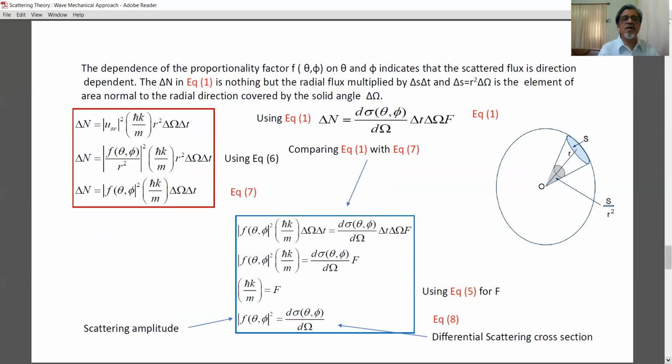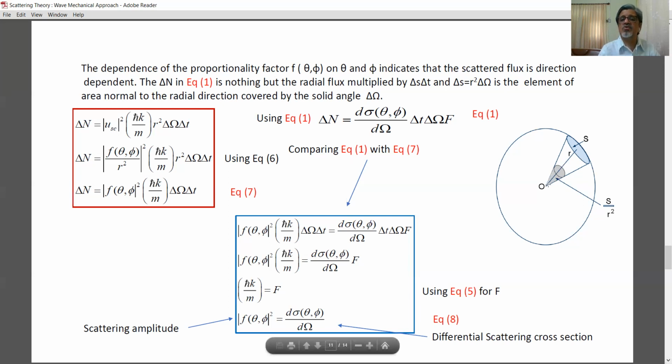Yes, the dependence of the proportionality factor f theta phi on theta and phi indicates that the scattered flux is direction dependent. So we have defined in our earlier equation the proportionality factor f theta phi that depends on theta and phi, or direction. The delta n in equation number 1 is nothing but the radial flux multiplied by delta S delta t, and delta S is represented as r square d omega, or delta omega. That is the element of the solid angle normal to the area.